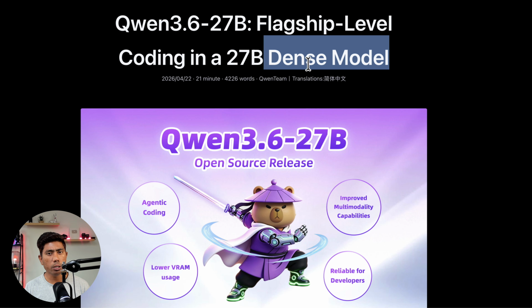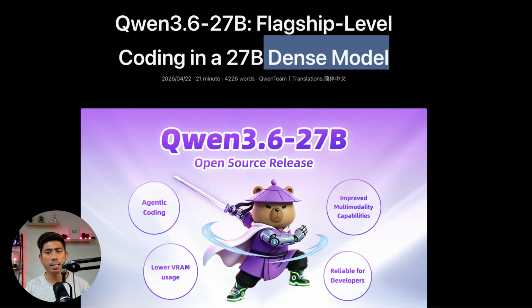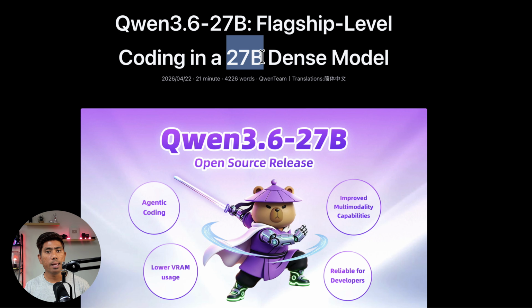I'm already telling you that the dense model is going to be way more compute intensive compared to the 35 billion MoE model, because in the 35 billion MoE model you can see that it says A3B, which means it is going to be activating only 3 billion parameters at any given point of time. But if you are running the dense model, it is going to be activating the entire 27 billion parameters in a single stretch.